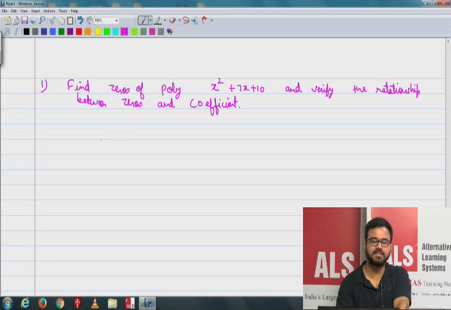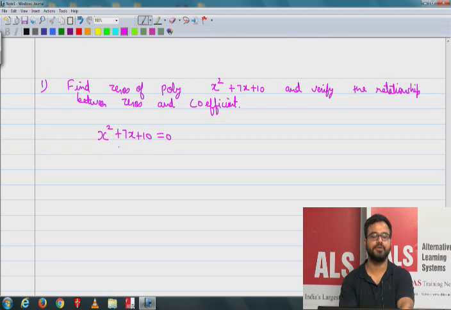So first thing, find the zeros. Since it is a quadratic one, we will put it equal to 0, and then we will factorize the middle term. This is 7. So 7 should be divided into 2 parts, so that the sum should be 7 and the product should be equal to 1 into 10, which is 10. So those two numbers are 5 and 2. So we can write this as x square plus 5x plus 2x plus 10.